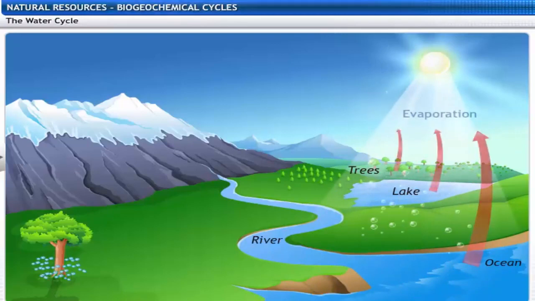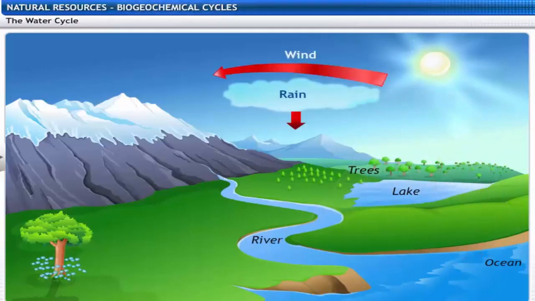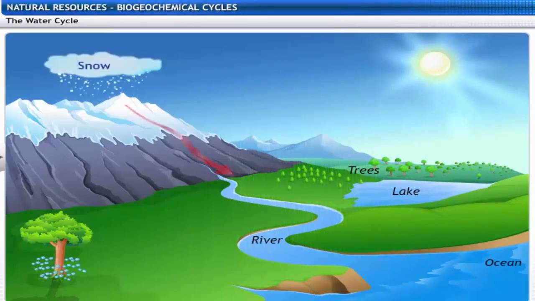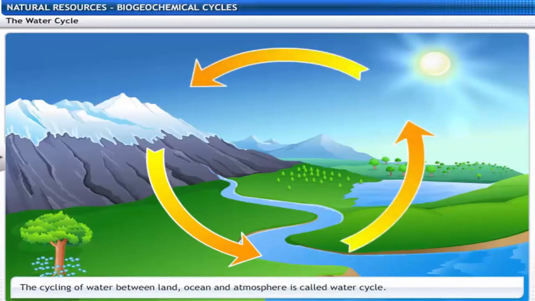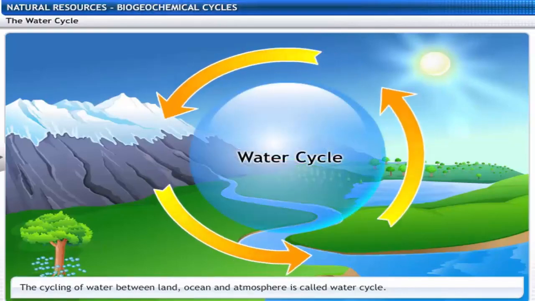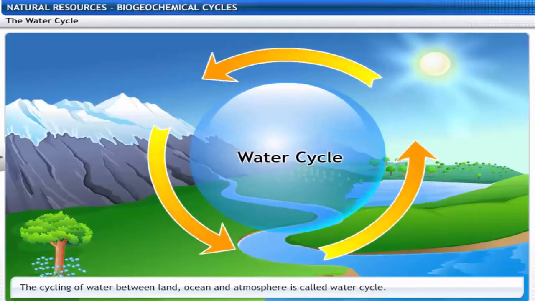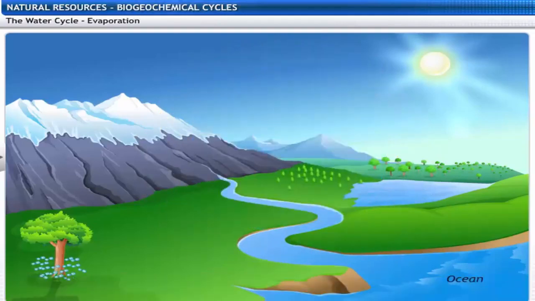Water evaporates from the water bodies and returns as rain, which in turn flows back into the seas via rivers. This cycle of water between the land, the ocean, and the atmosphere is called the water cycle. Let's take a closer look at the cycle.